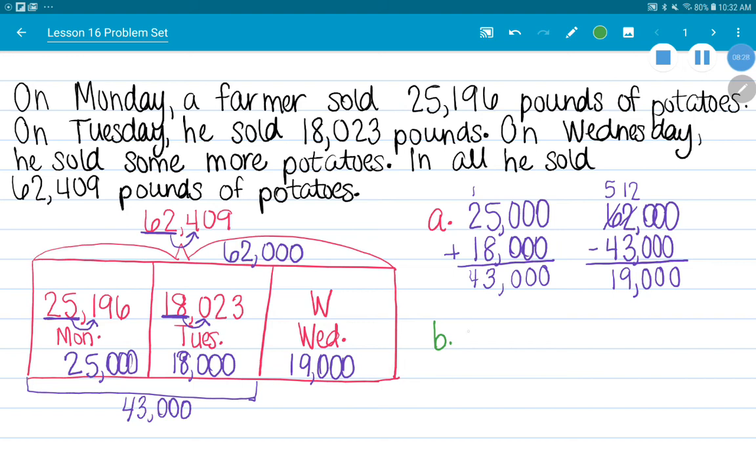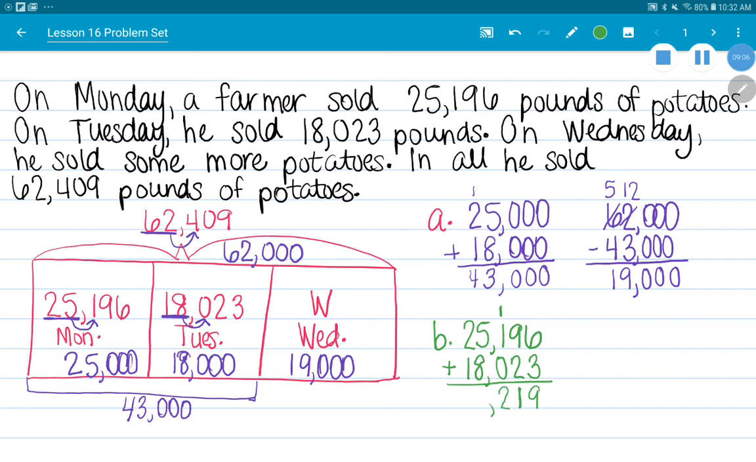So we know the part sold on Monday was 25,196 pounds. The part sold on Tuesday was 18,023 pounds. If I add these together, 6 plus 3 is 9. 9 plus 2 is 11. I'm going to write down the 1 and regroup the 10. 1 and 1 makes 2.